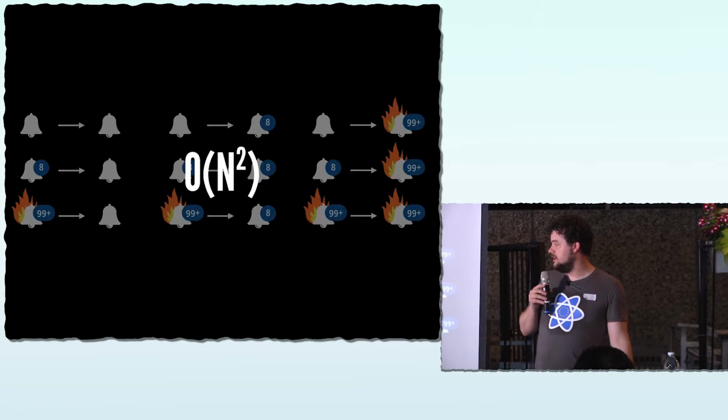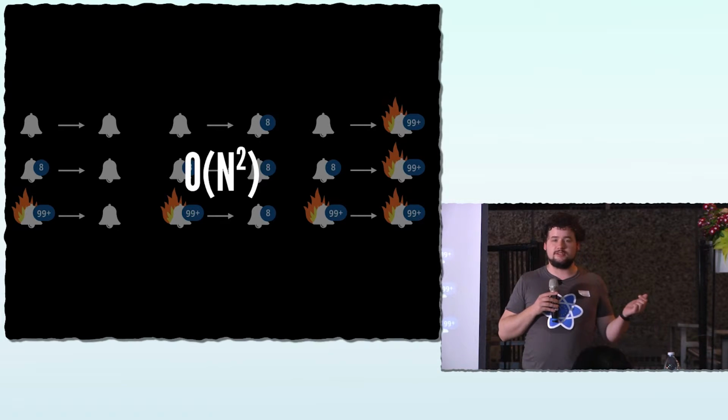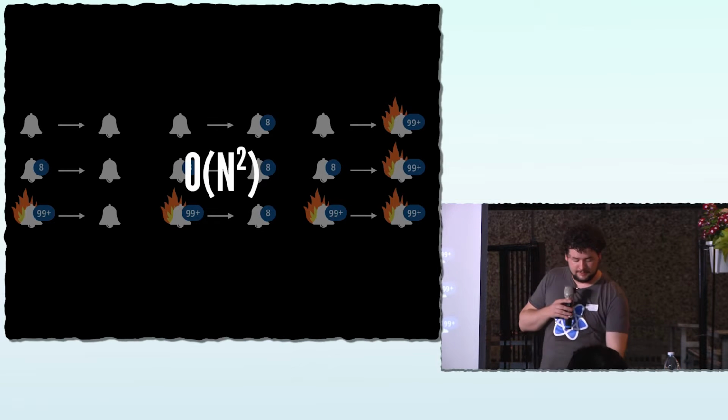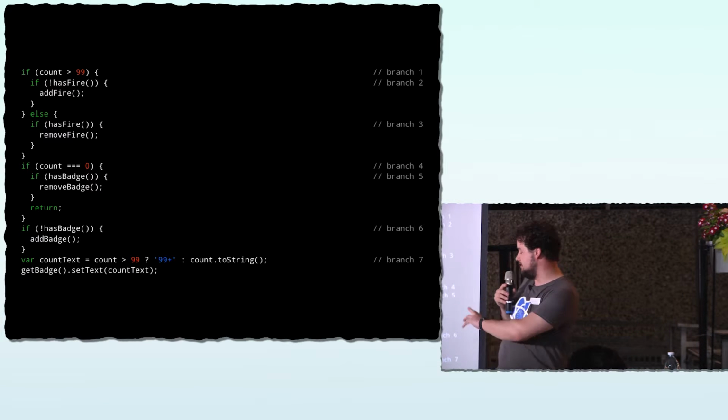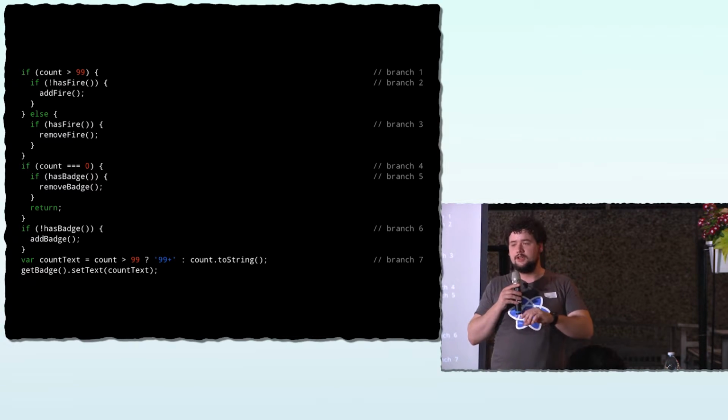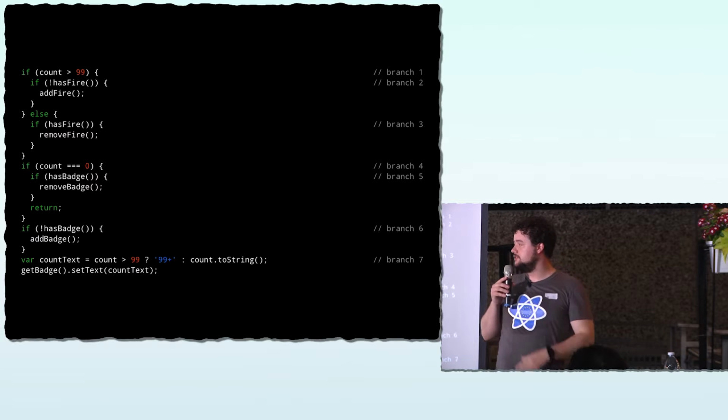And that's a quadratic relationship. As soon as we add another 4th state, you suddenly have to define 16 transitions. So it scales pretty poorly. And if you look at the code that might be able to generate this, you need at least 7 branches just to define all the transitions and all the possible combinations of UI you might have.